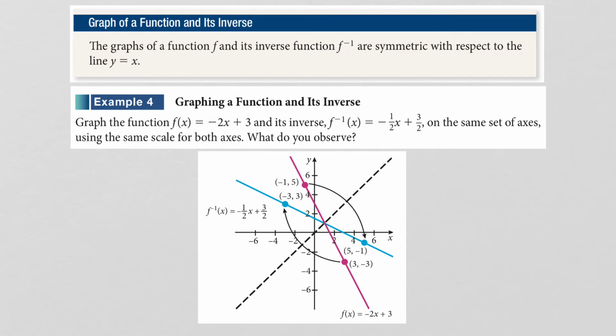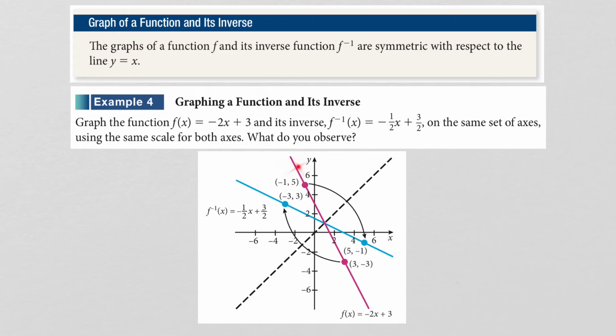Now both of these functions are lines. The function negative 2x plus 3 is given by this graph right here. The function negative 1/2 x plus 3 over 2 is given by this function here. Now, if you draw the line y equals x, which is this line right here, you'll notice that these functions are mirror images of each other across that line.